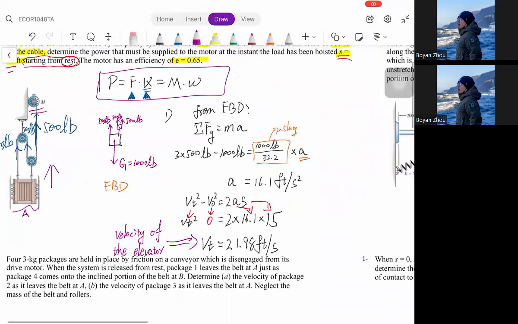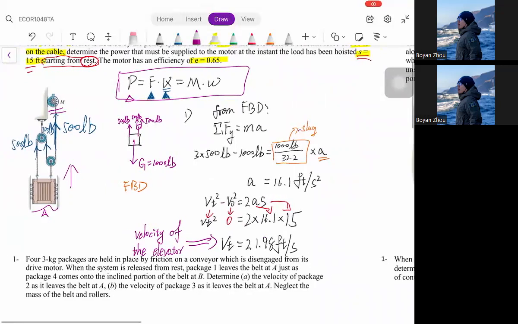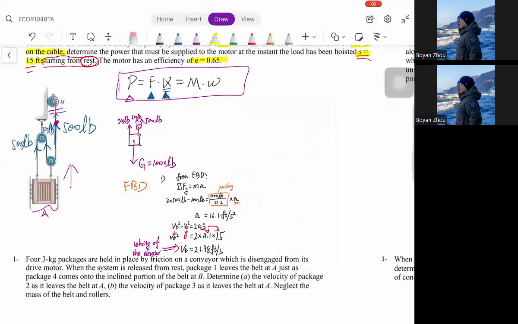So now we find out the velocity of the elevator. But what we need in the power equation is the velocity of the cable. So now the question becomes, we know the velocity of the elevator, and we need to find out what's going to be the velocity of the cable, like what's going to be the velocity on here. So everything is going to be back to our pulley and cable question.